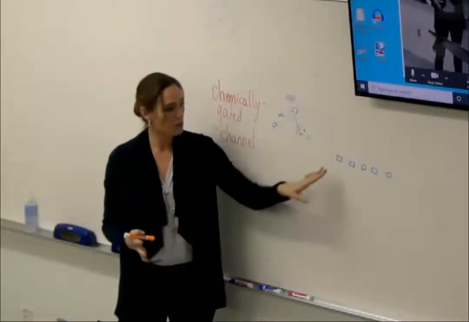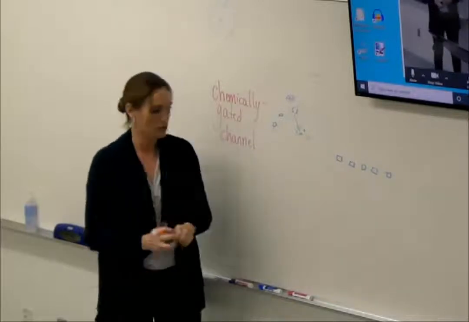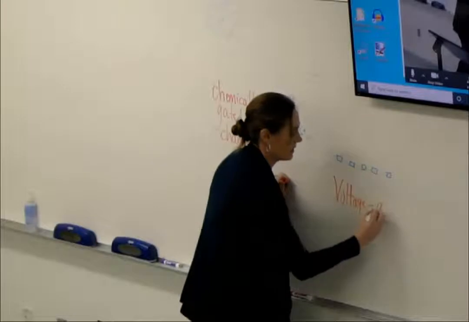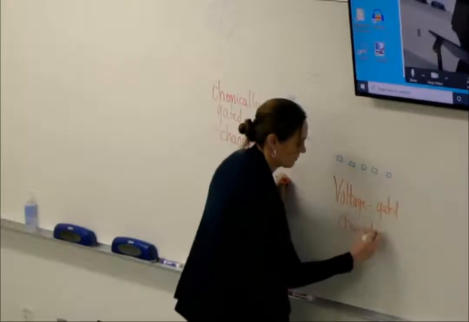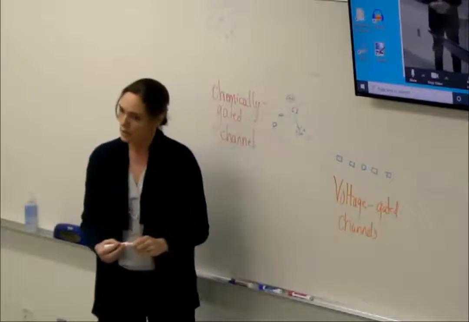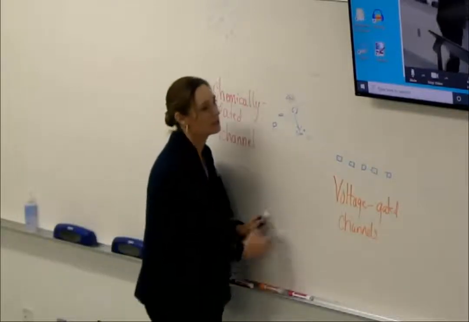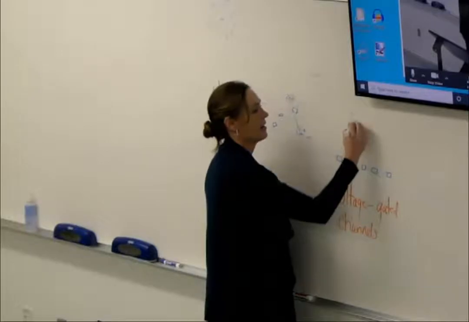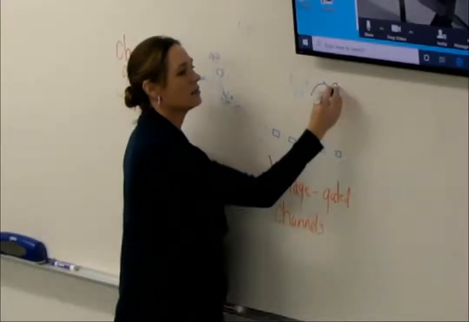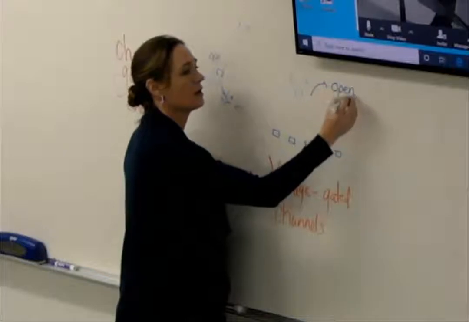The other point I wanted to make over here, remember we talked about voltage gated channels. So I'll put here voltage gated channels. They will be on the axon. For sodium specifically, I'm just going to put the Na up here. What voltage would cause those channels to open?